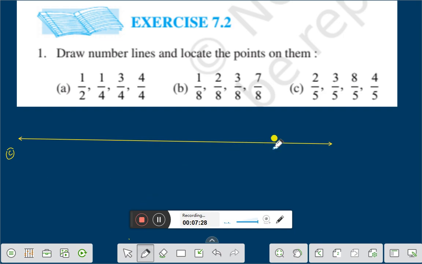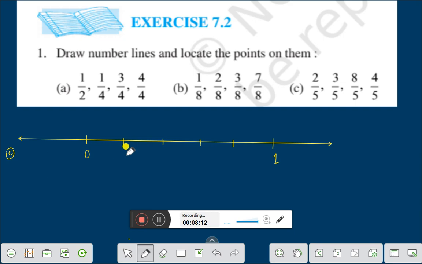Now, first of all, we represent the proper fractions first, right? Here, how many parts do you have to divide? 5 equal parts, right? Because 2 by 5 is there. All these numbers 2 by 5, 3 by 5, 4 by 5 lie between 0 and 1. You have to divide this distance between 0 to 1 into 5 equal parts, right? 1, 2, 3, 4. How many parts? 1, 2, 3, 4 and 5, right?